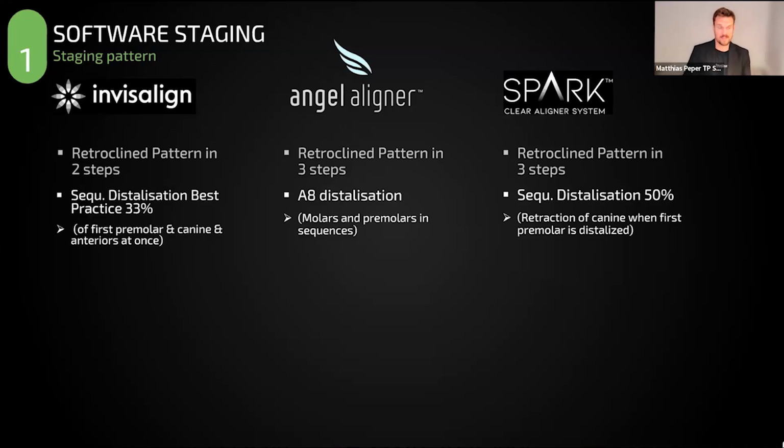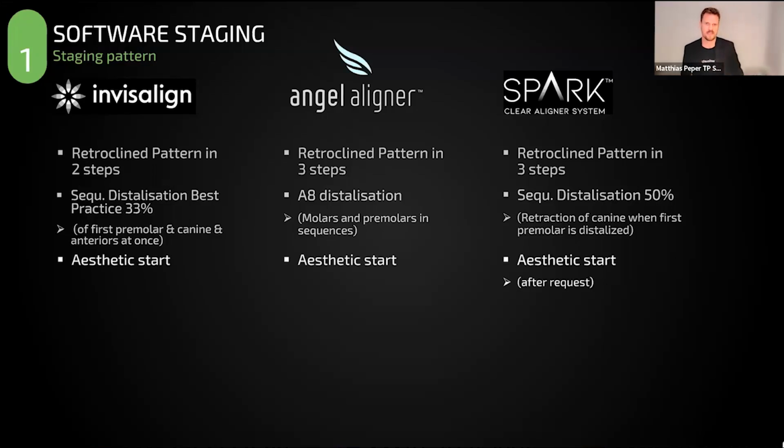So what else is different in the different software? What else we can see is that for Invisalign, if we have a class 2 division 2 case, we automatically get an aesthetic start. The same is true for Angel Aligner. But for Angel Aligner, the aesthetic start also comes automatically only if there is enough space for the proclination of the upper anteriors. For Invisalign, we can see more that the technician automatically does a little bit of expansion in the canine area to allow this movement. For Spark, it's after request.